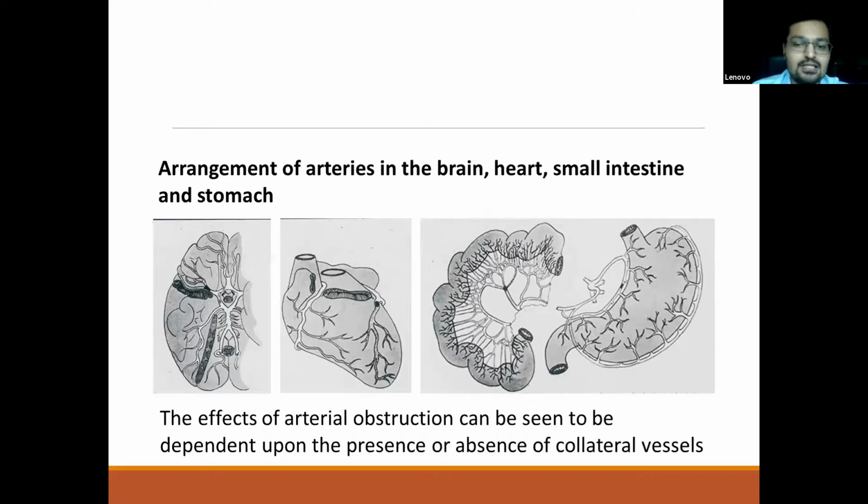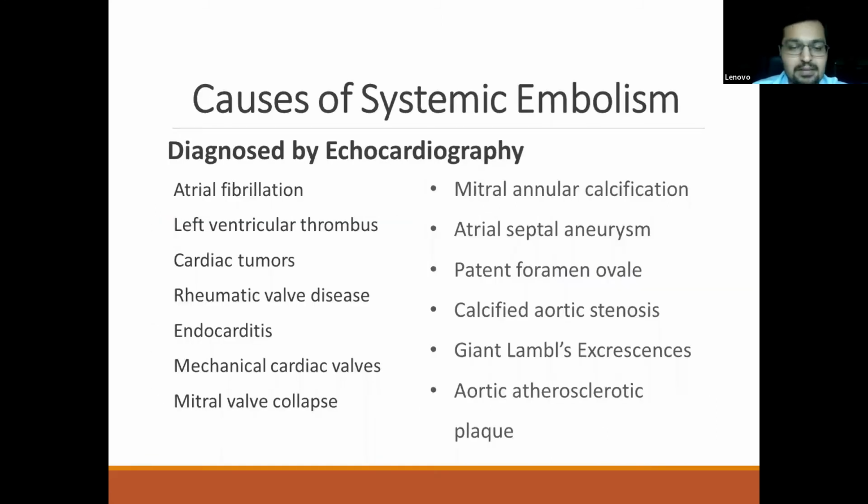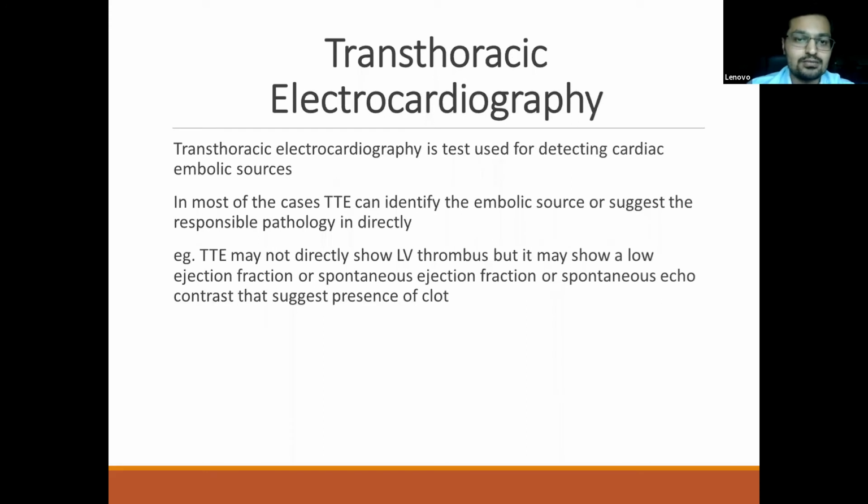The major causes of systemic embolization are usually one of those mentioned here, which is either atrial fibrillation or left ventricular thrombus, cardiac tumors, rheumatic valve diseases, endocarditis, mechanical cardiac valves, mitral valve prolapse, mitral annular calcification, atrial septal aneurysm, patent foramen ovale, calcified aortic stenosis, and so on.